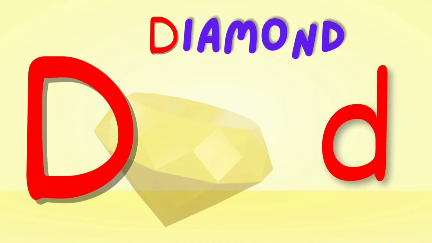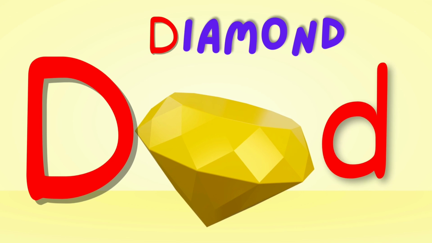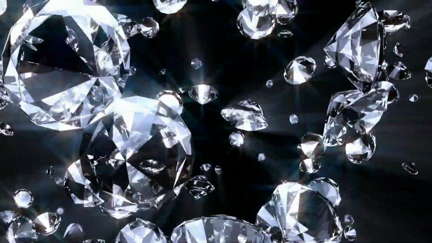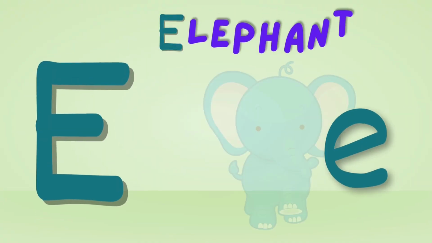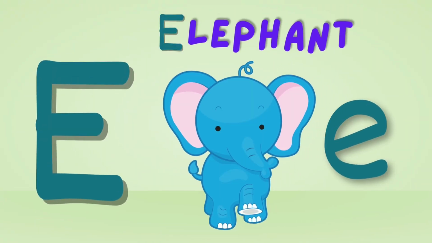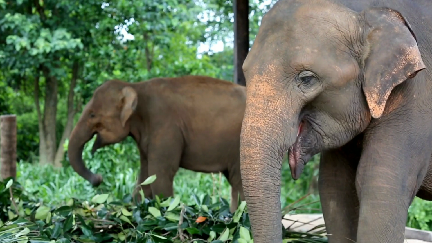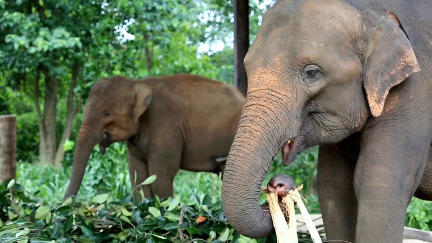D is for diamond. This is a diamond. E is for elephant. This is an elephant.